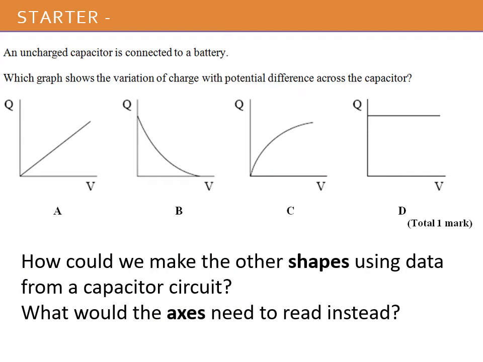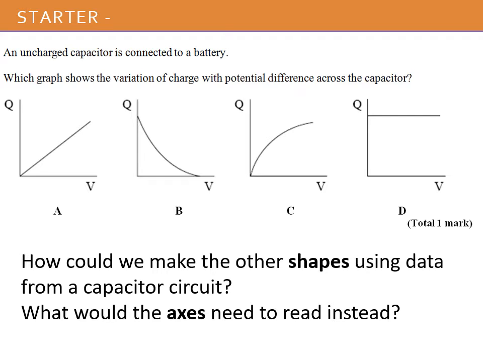Have a look at these graphs. The situation is when an uncharged capacitor is connected to a battery. Which graph shows the variation of charge with potential difference across the capacitor? Think about it, and if you find it, think about the next question as an extension. Pause this video and take 1 minute for your thinking. Well done if you come back with the right answer.